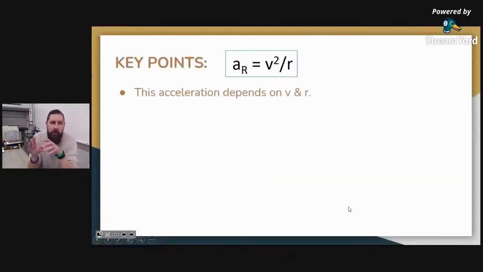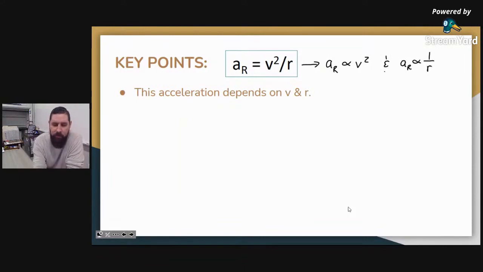So here's the key point when we're dealing with this equation, because it looks simple enough, but there's actually a lot of information tied up into it. First off, acceleration depends on velocity and radius. If you've seen my previous videos where I've talked about equalities and proportionalities, that's what I'm about to do here. We've got this equality that says radial acceleration equals v squared per r. But from that, I can draw two proportionalities. First, radial acceleration is proportional to v squared. The second is that radial acceleration is proportional to 1 over r.